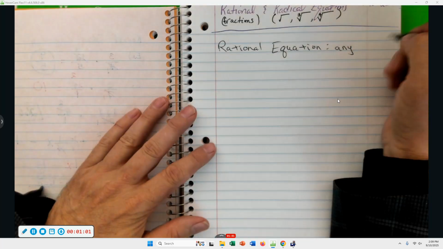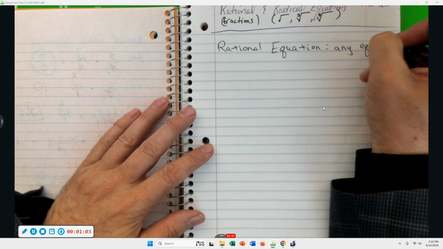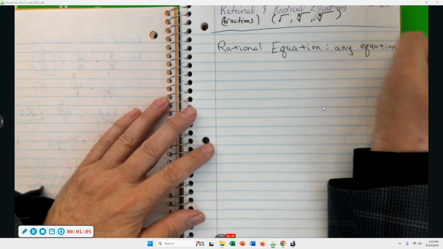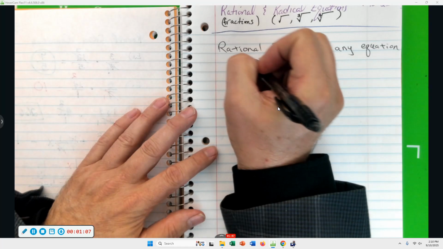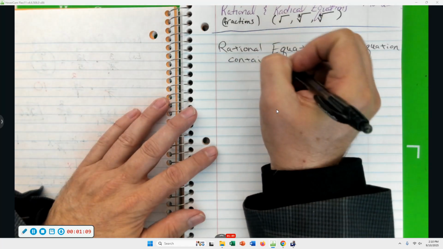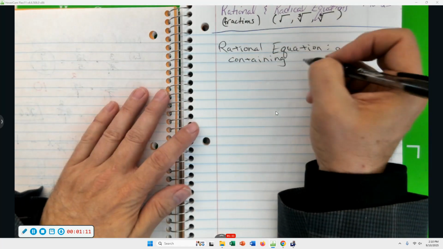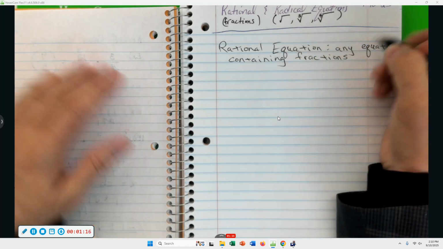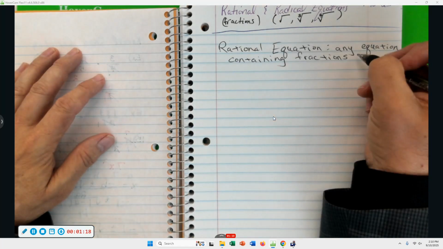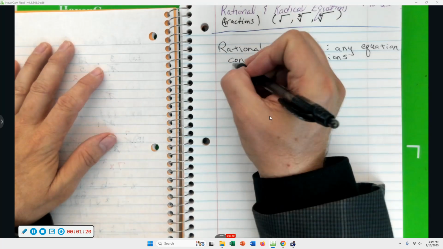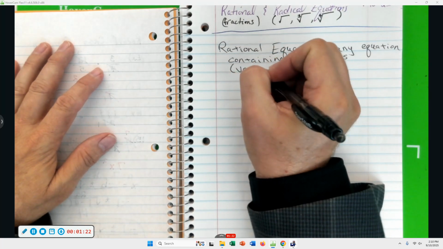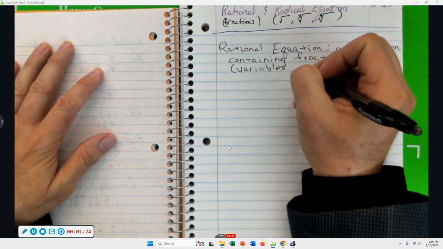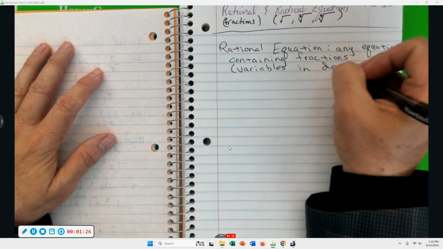Here we'll have, I'll say, any equation containing fractions. Make a note that in this case we're going to have variables in the denominator. So I'll make a little parenthetical note right here. There'll be variables in denominators.